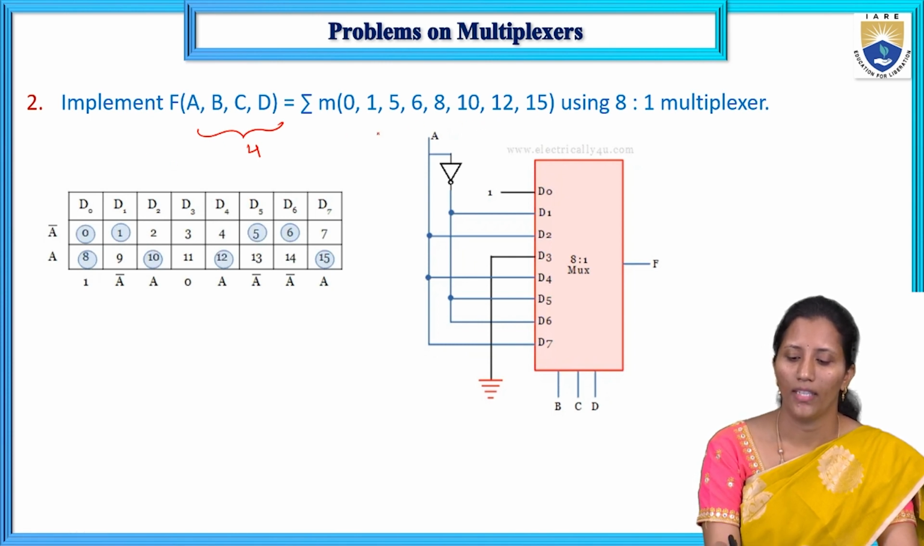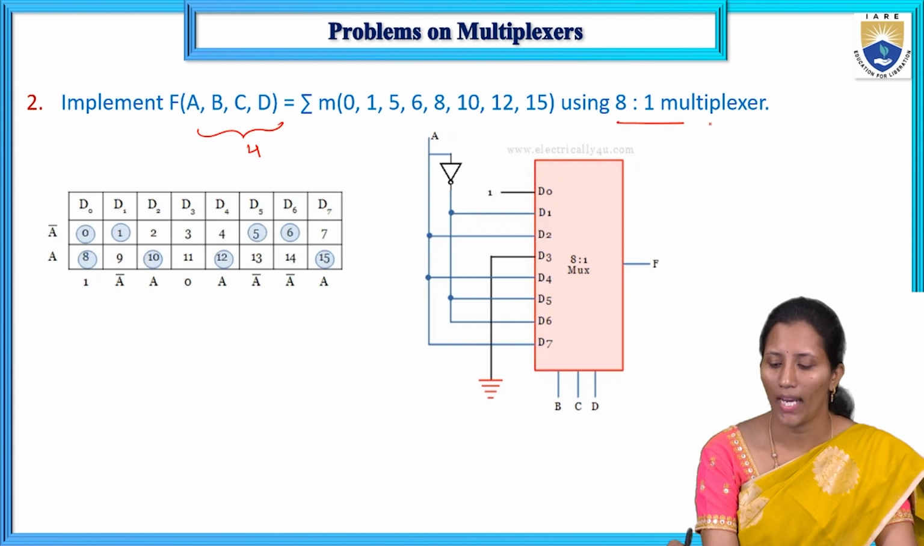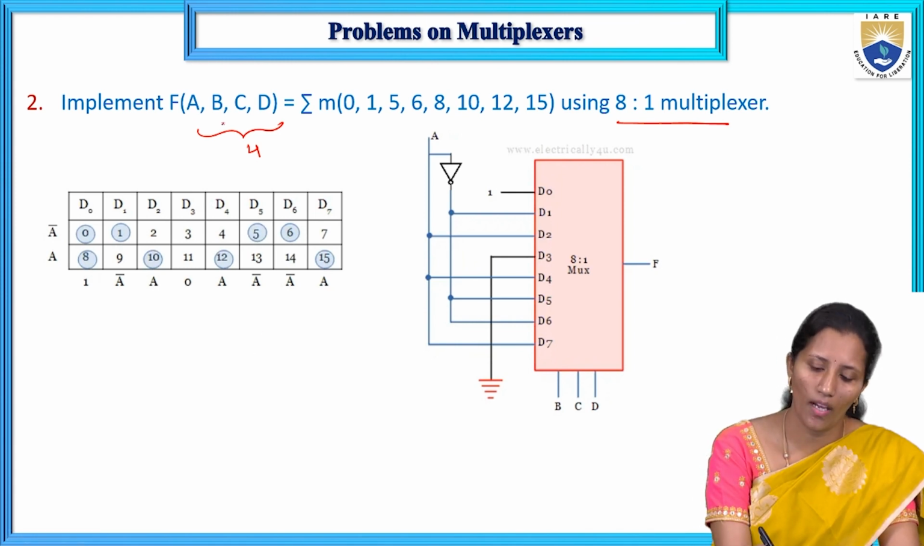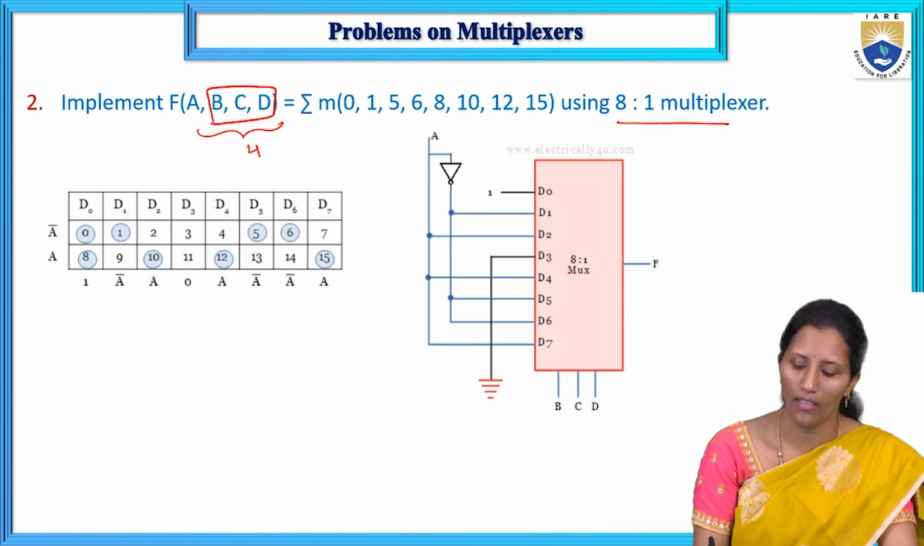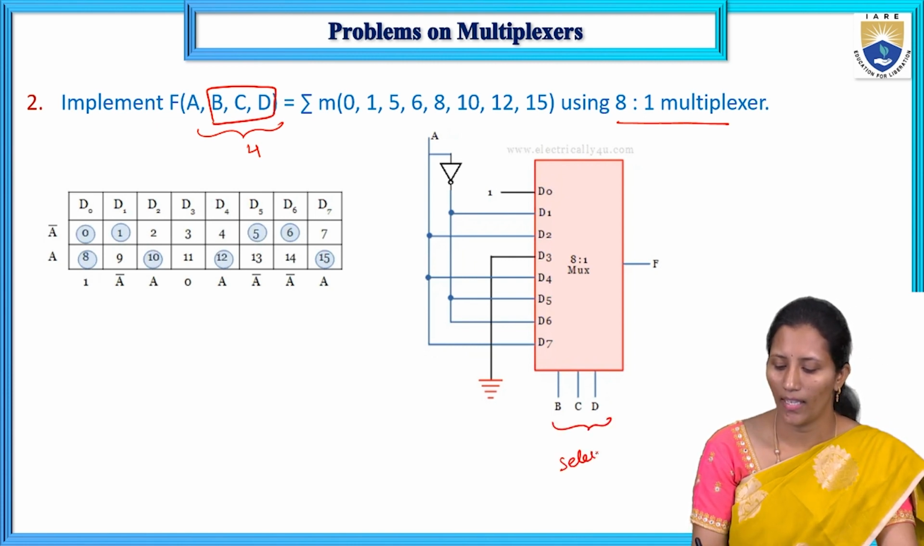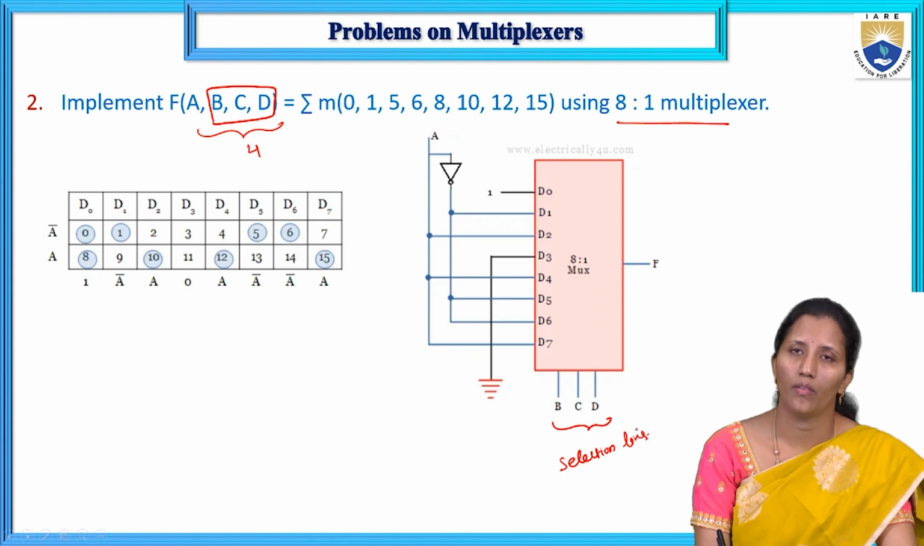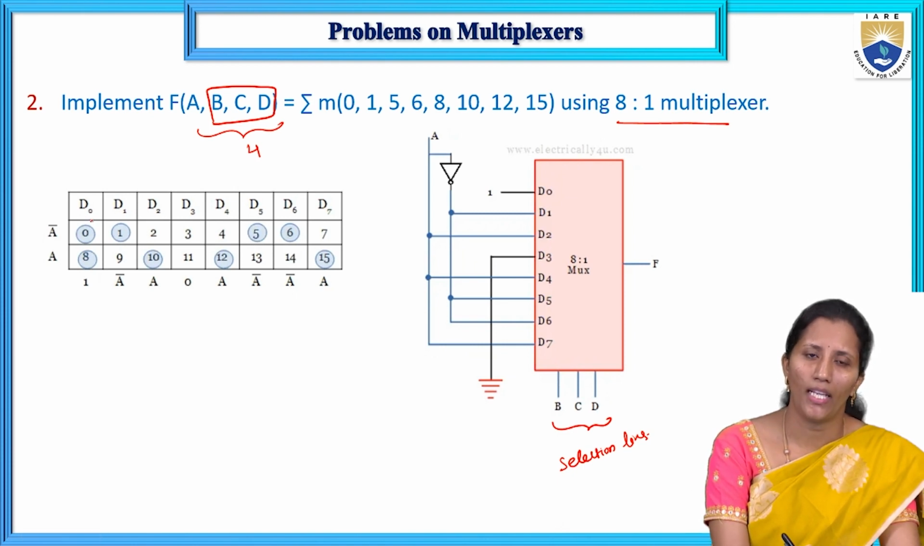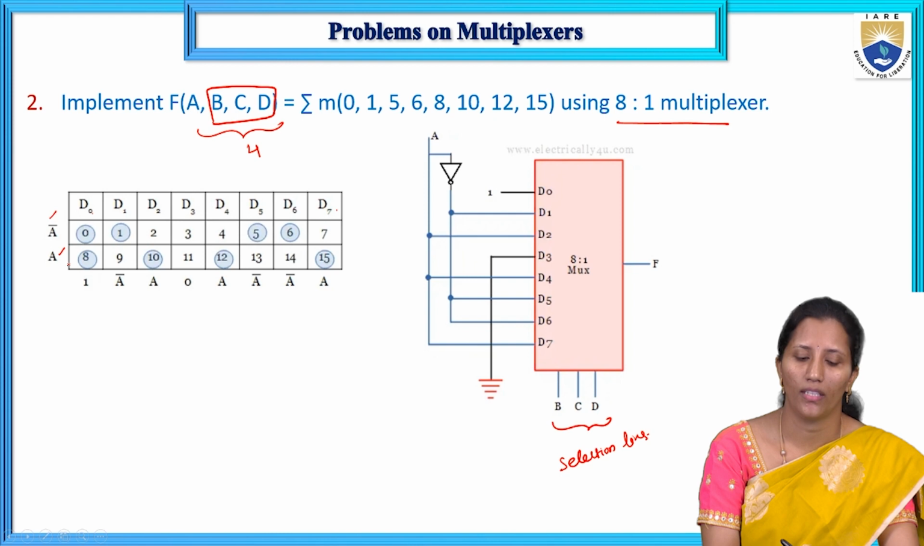But here in this expression we are using an 8:1 multiplexer, with inputs A, B, C, D. For an 8:1 multiplexer we have 3 selection lines, so we consider B, C, D as the selection lines. The remaining input is taken as the variable, and we find the inputs by using the implementation table. For the 8:1 multiplexer we have 8 inputs, D0 to D7. In the first row we write A bar, and in the second row we write A.